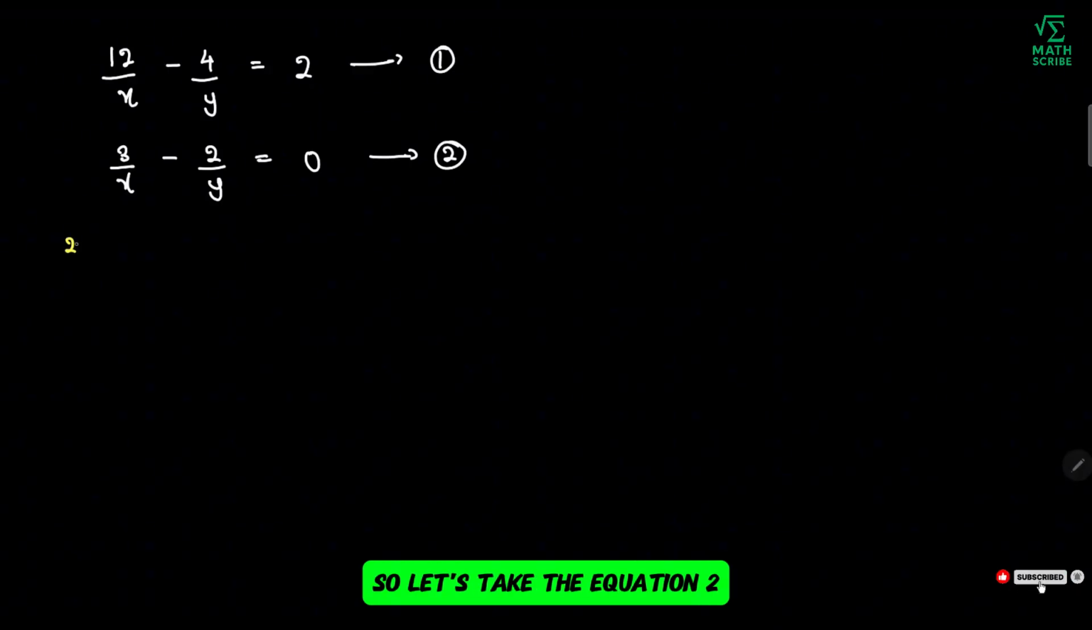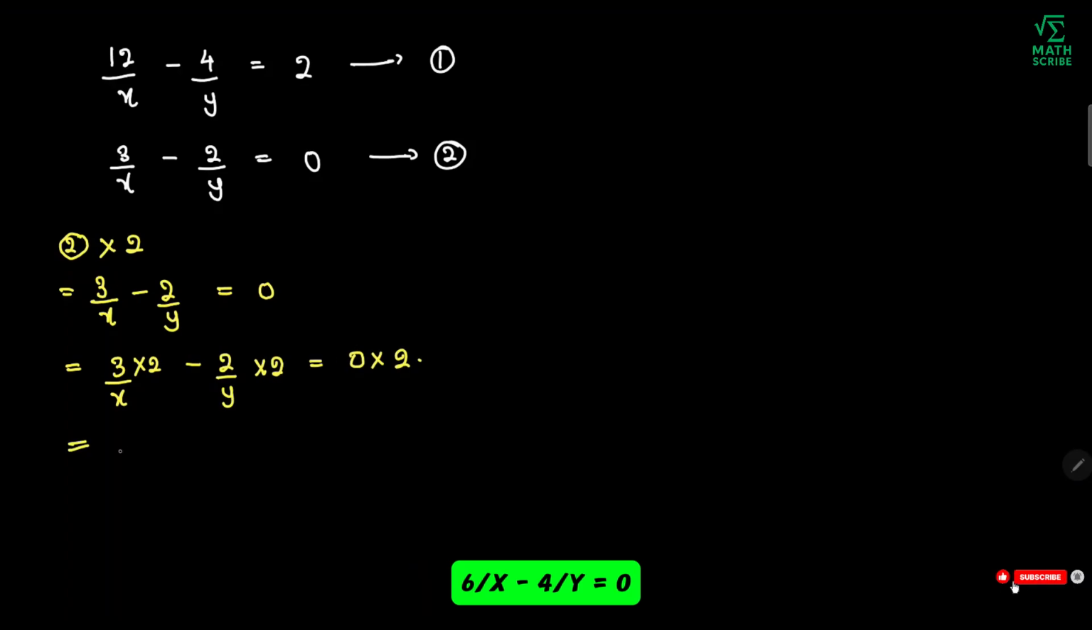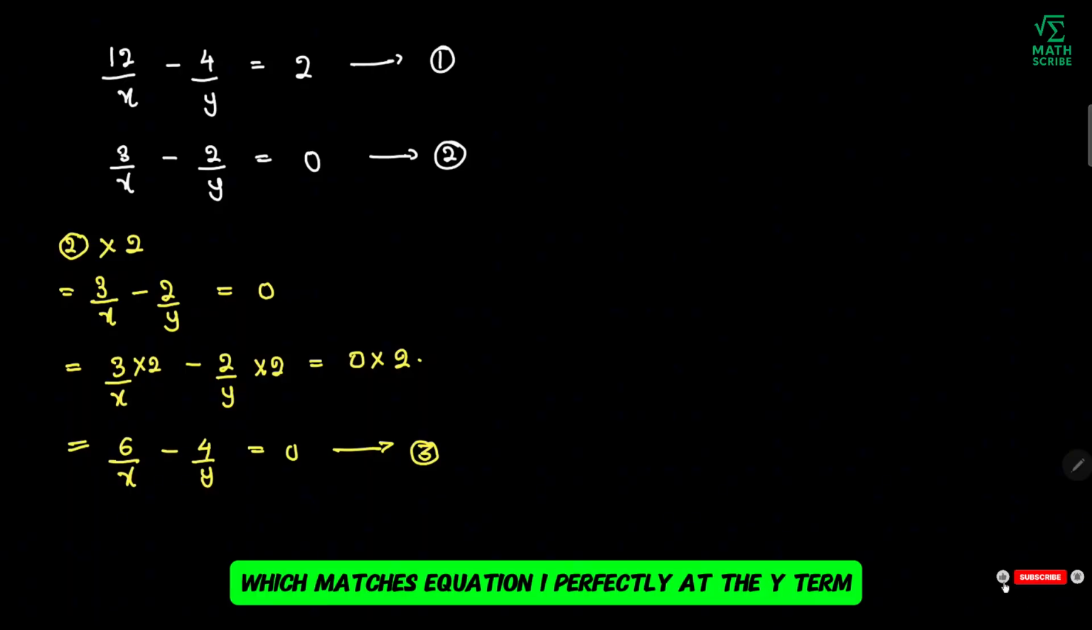So let's take equation 2 and multiply the entire equation by 2. Watch how this multiplies out. We multiply every term by 2. 3 over x times 2 minus 2 over y times 2 equals 0 times 2. That gives us 6 over x minus 4 over y equals 0. That's equation 3. Beautiful. Now we have equation 3, which matches equation 1 perfectly at the y term.